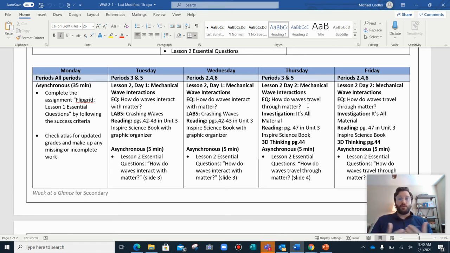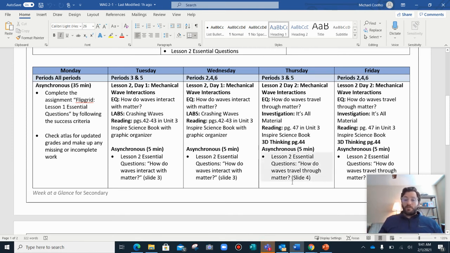So we're going to look at how does sound travel through air? How does sound travel through a liquid? How does sound travel through a solid like a door? Okay. We're going to do the investigation. It's all material, and we're going to complete the reading on page 47 of our Unit 3 Inspire Science book and complete the 3D thinking. Okay, we're going to do a little three-dimensional thinking, apply our learning to a situation.